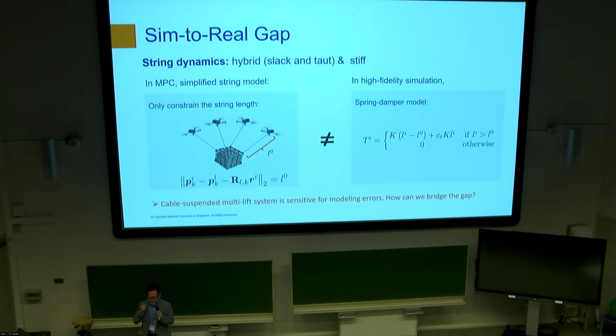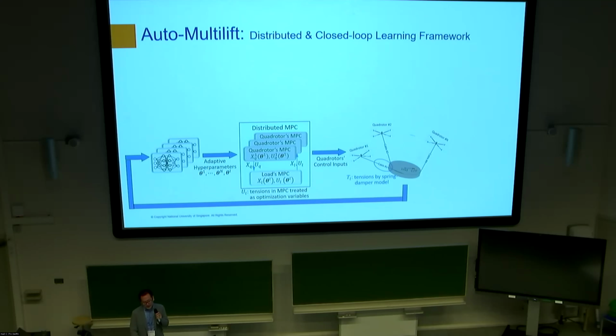So basically, with this cable suspended multi-lift system, the cable dynamics, the string dynamics makes it very sensitive to the model errors. And the question is, how can we bridge the gap? So we combine and extend several existing methods and proposed this auto multi-lift framework. This is a distributed closed loop learning framework.